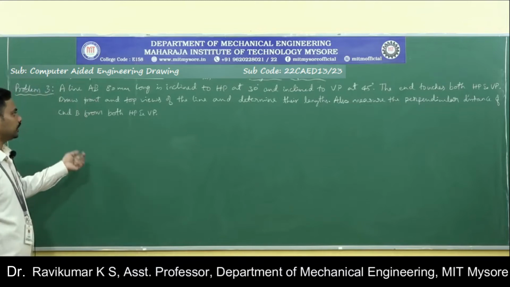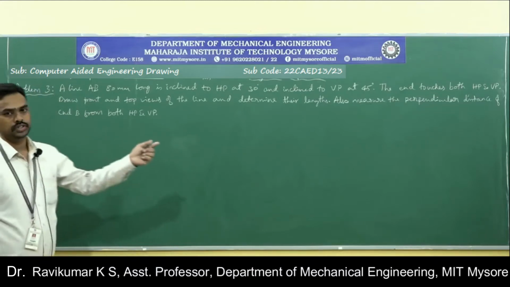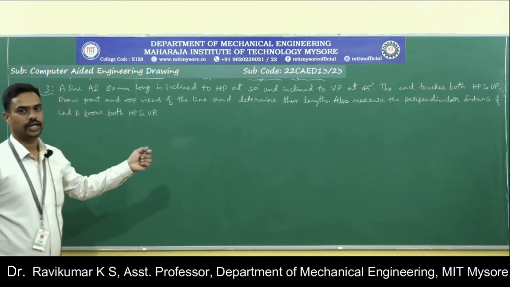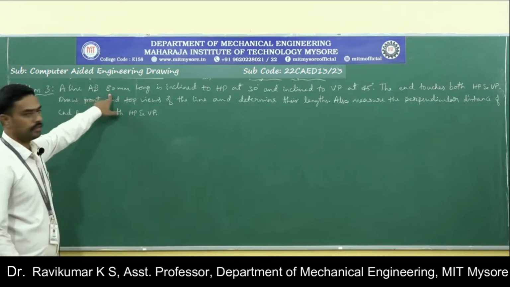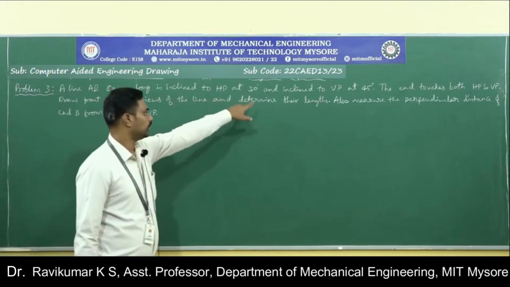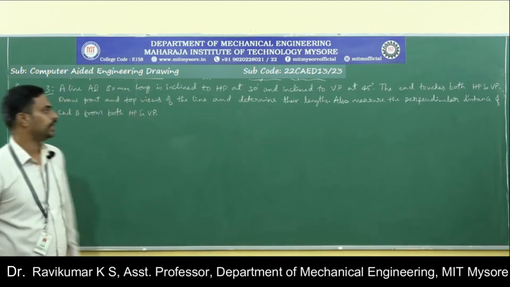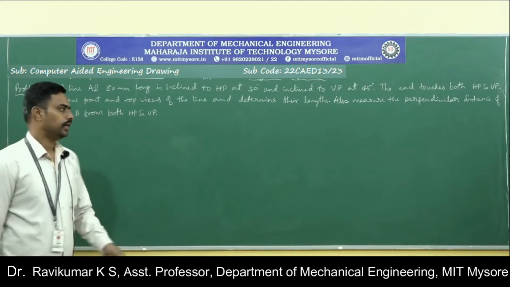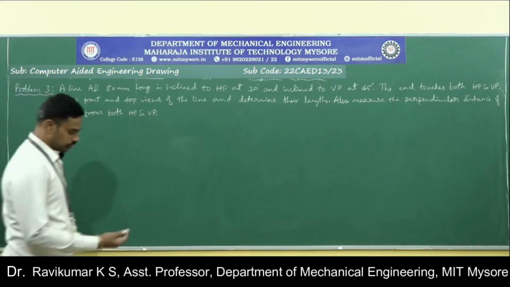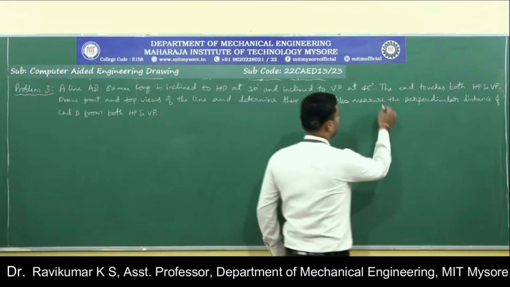So as I said in the previous problem, you just check out the data. Minimum 5 data are required to solve the problem on lines. So here 80 mm is the first data, 30 degree and 45 degree. There are only 3 data given. Okay, you need another 2 data. So those 2 data will be given by this.